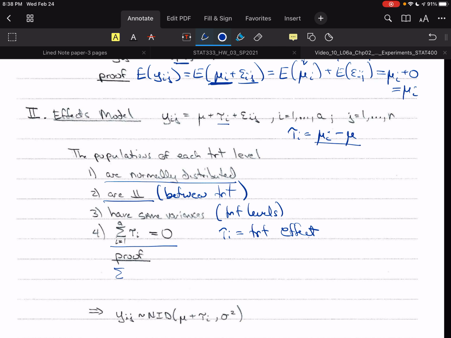The sum from I equals 1 to A of tau I is equal to, substituting in for tau I, the sum from I equals 1 to A of mu I minus mu. I have a subtraction and I'm summing across it, so I can distribute the summation. This is the sum of mu I, so we have an I there as an index, we can't get rid of that. But we don't have an index for the overall mean mu, and so this is A times mu.